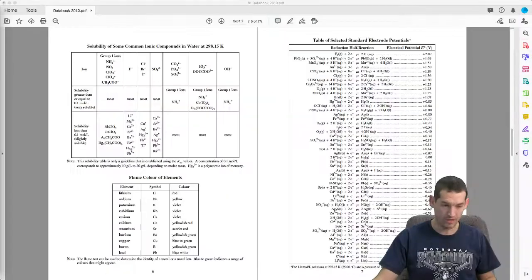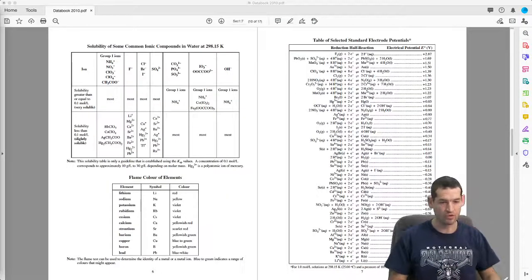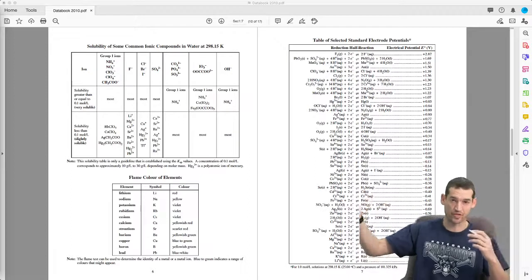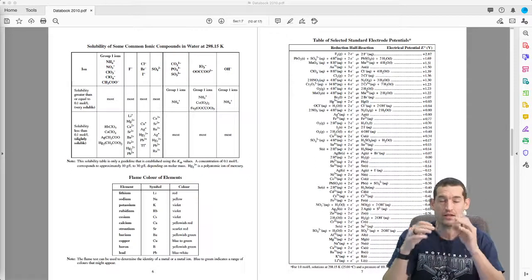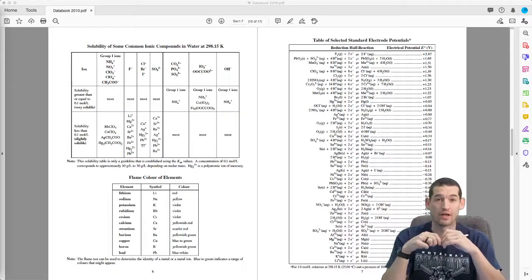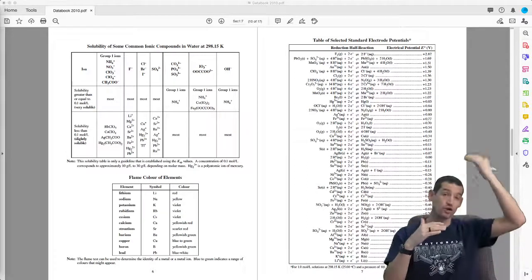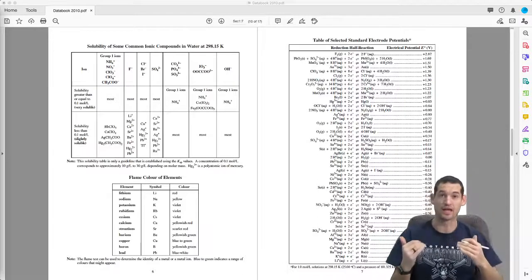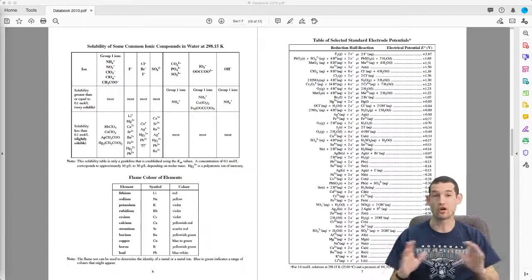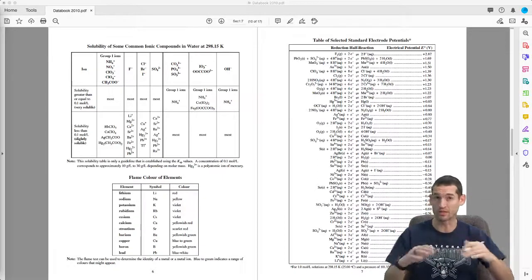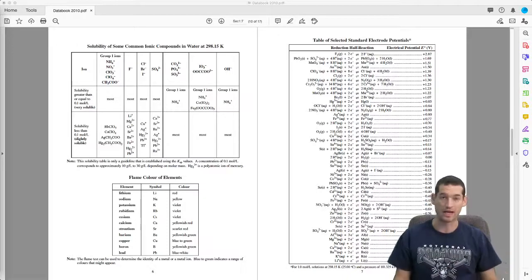So if we come back to our data booklet, you'll notice this number right here, 0.00. That's the hydrogen half reaction, right? Hydrogen gas and hydrogen ions. That's what we call the standard reference cell, meaning everything is being compared, either it's stronger or weaker than that hydrogen half reaction. It is an absolutely made up and arbitrary point. We could have measured from anywhere. For whatever reason, we chose to measure from that hydrogen half reaction.